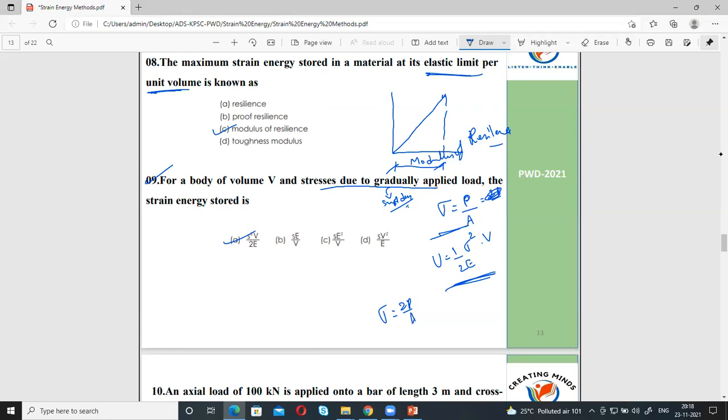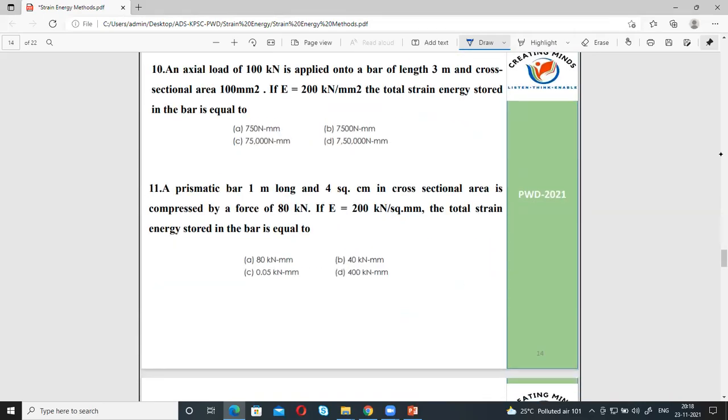Next. Tenth question. An axial load of 100 kilonewton is applied onto a bar. Bar means which equation should come to your head? P square into L divided by 2 times A E, that is, P square L by 2AE. Cross sectional area is given, E is given. Compute the U value.